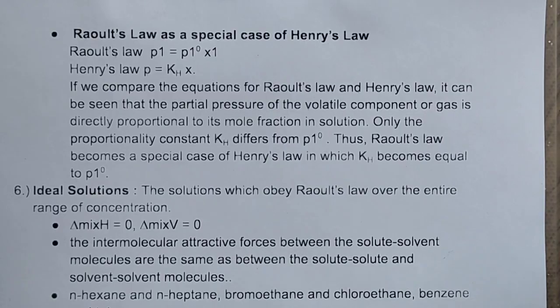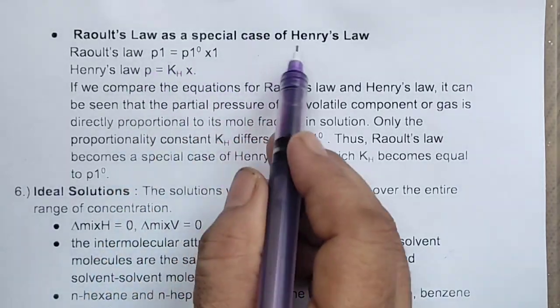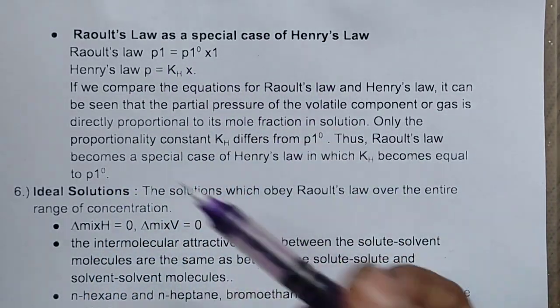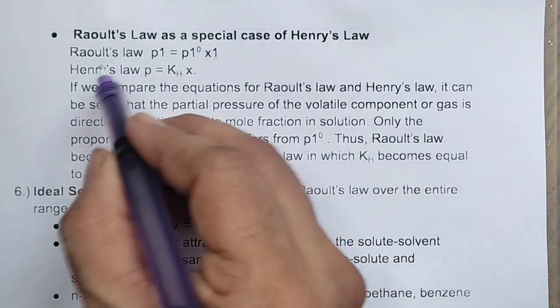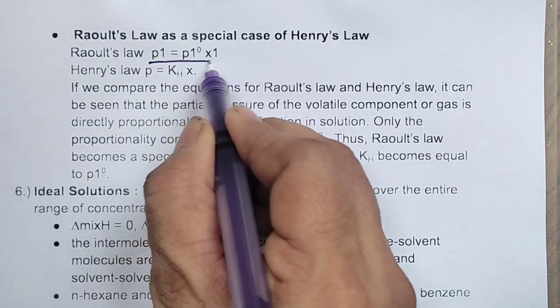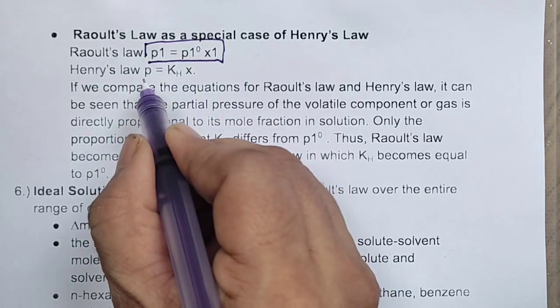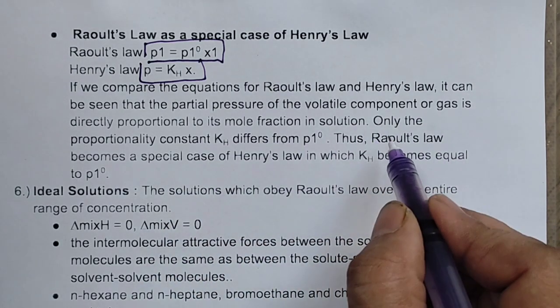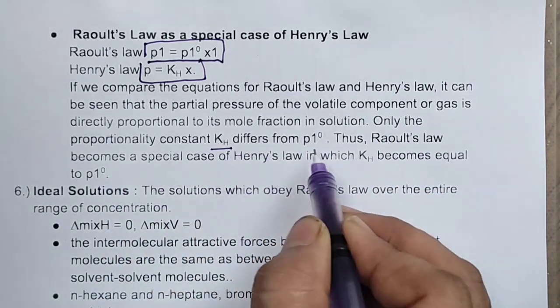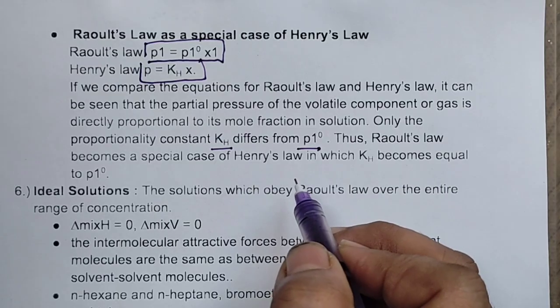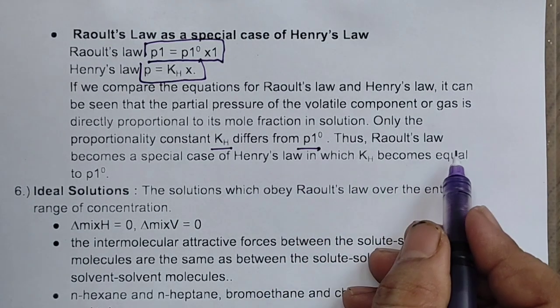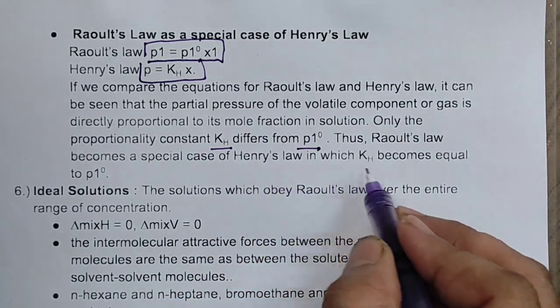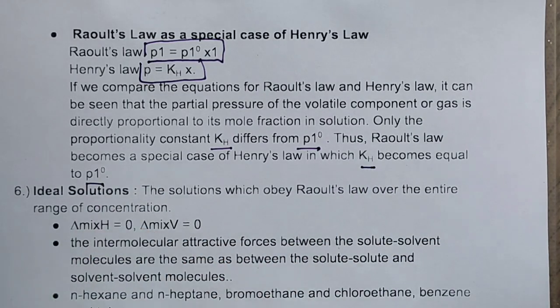Okay. Now I have just told you here that Henry's law and Raoult's law, Raoult's is a special case of Henry's law. Raoult's law is saying P1 is equal to P1 naught chi 1 and Henry's law says P is equal to KH into chi. So if you compare them, we can say here that the KH and P1 naught are the only differences in them. So we can say that Raoult's law becomes a special case of Henry's law if the KH and P1 naught become equal. Fine? Okay.